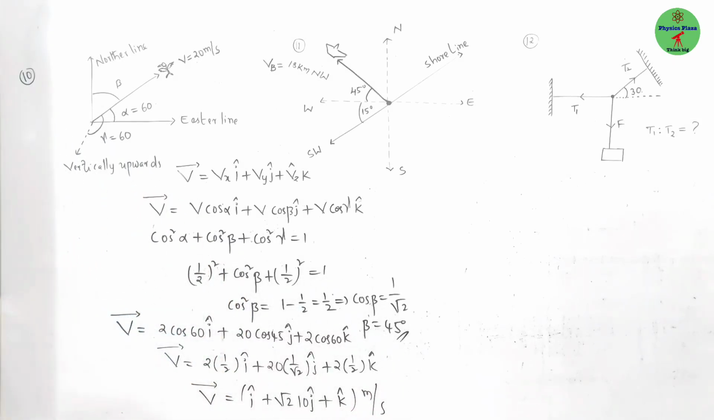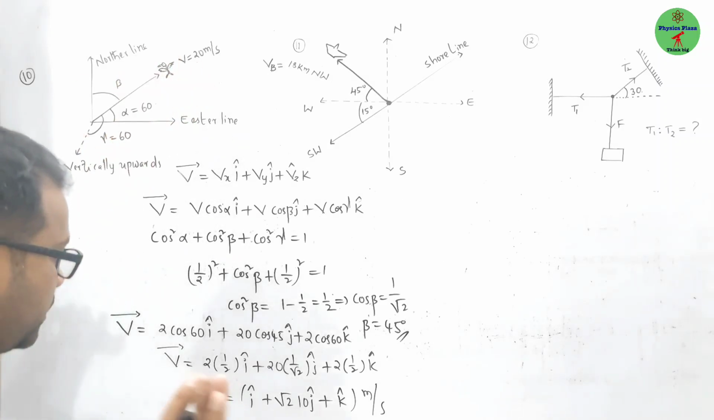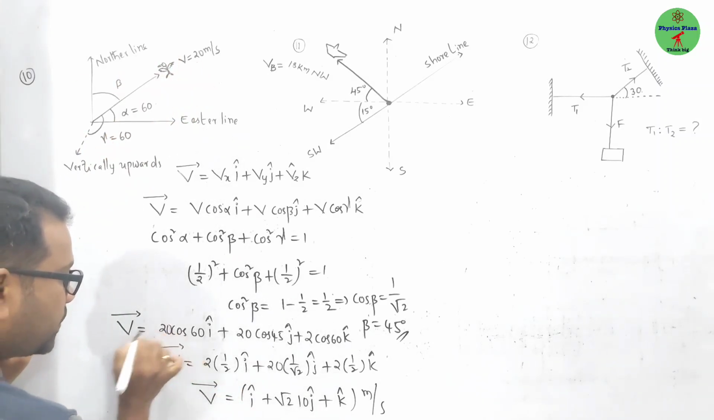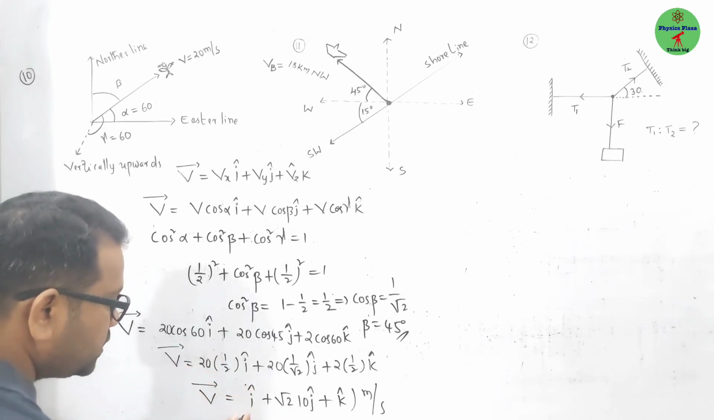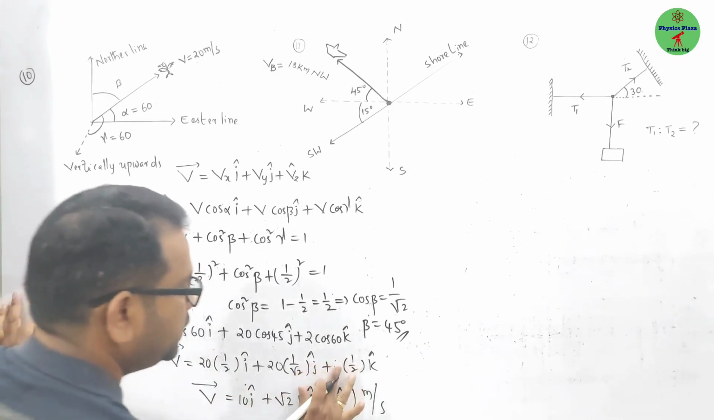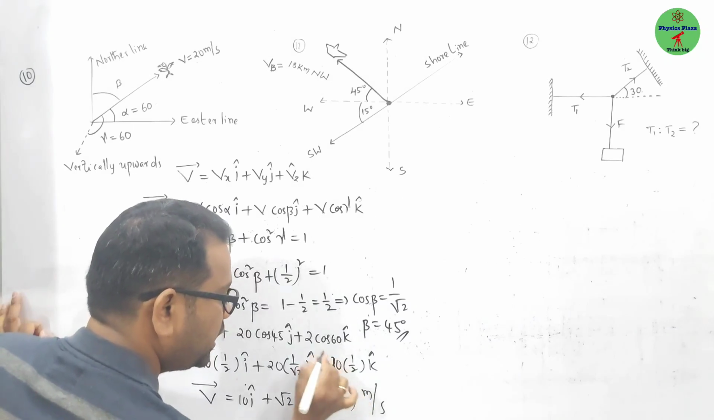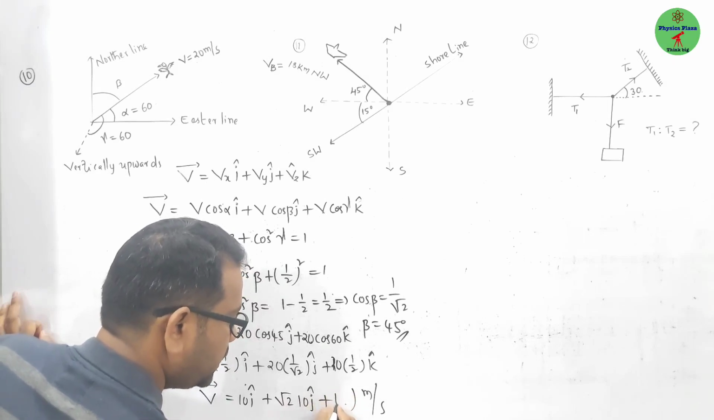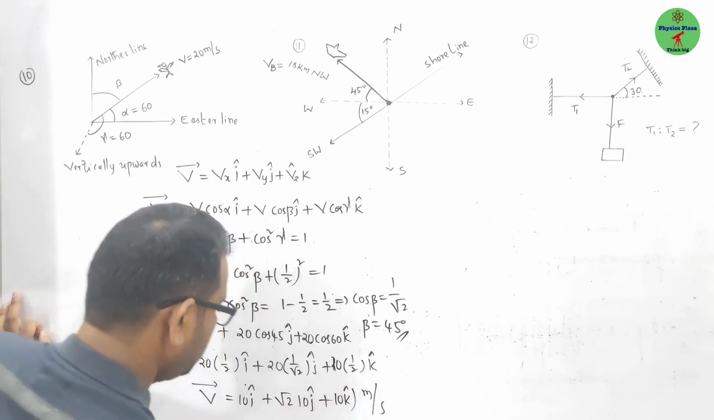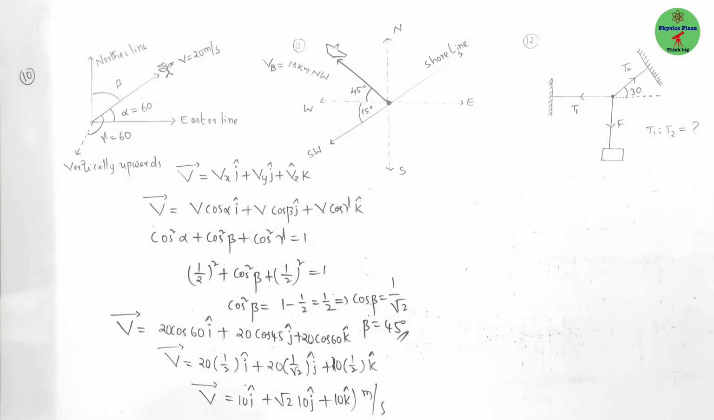So let us cross check with the answer. Yes, 10 i cap plus, something is wrong. Hey, this is 20, I'm very sorry. This is 20. So obviously this is 20, right? So this is 10 i cap. This is also 20, sorry, this is 20. So then this is going to be 10 k cap. That's it. So the answer is 10 i cap plus root 2 into 10 j cap plus 10 k cap meter per second.